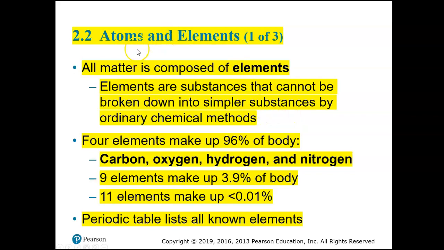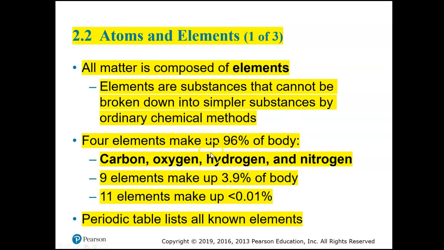All right, section 2, atoms and elements. All matter is composed of elements. The elements are found on the periodic table of elements. Elements are defined as substances that cannot be broken down into simpler substances by ordinary chemical methods. So they're the simplest substances that exist.